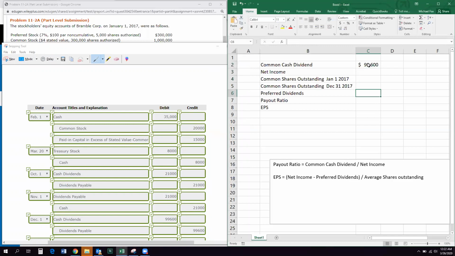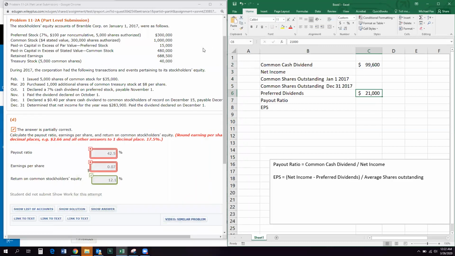Our preferred dividends, we're also going to use when we do our earnings per share. And those are the ones on October 1st for $21,000. Our net income is given to us here at December 31st, $283,900.